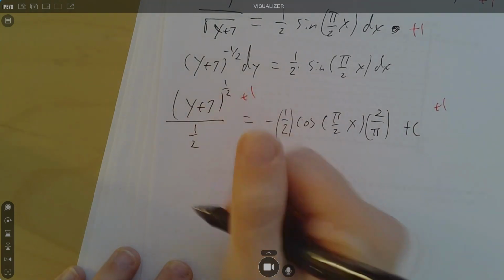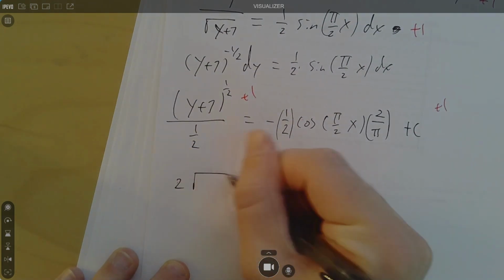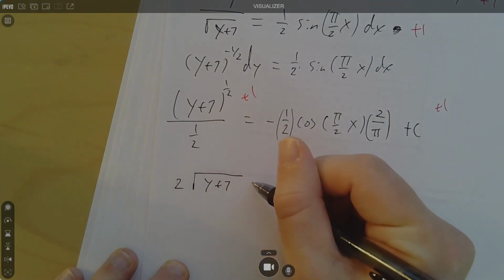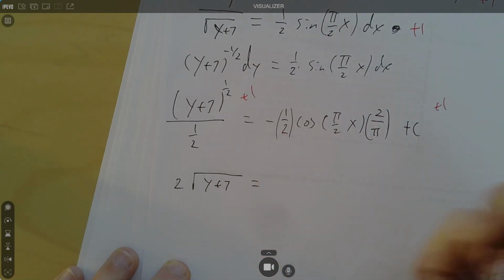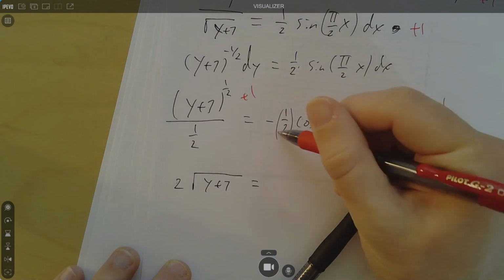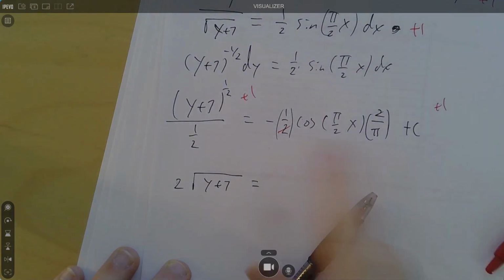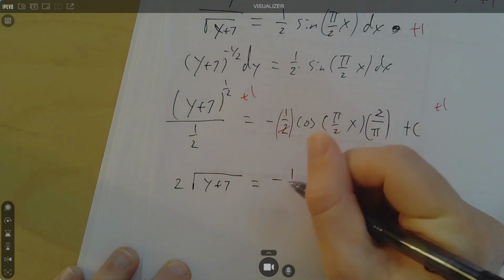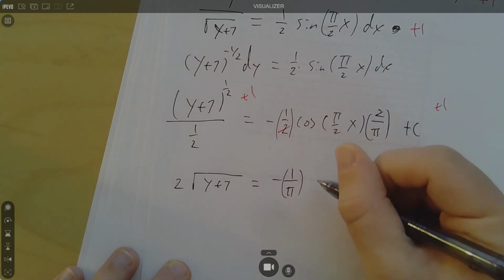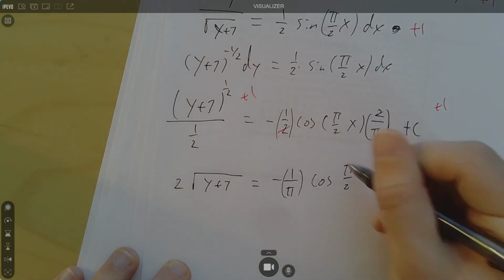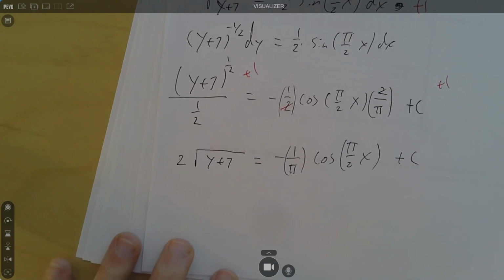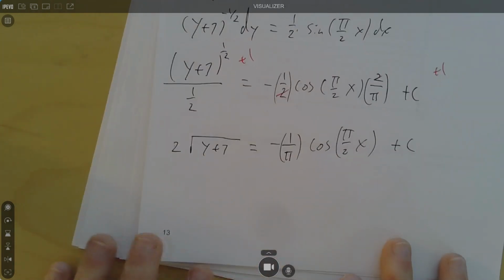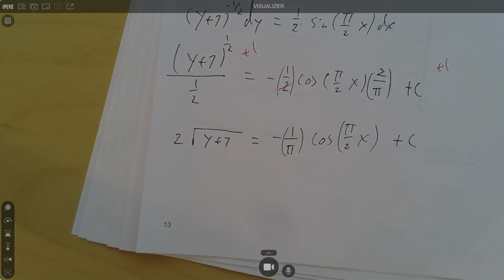Dividing by half is the same as multiplying by 2. So I have 2 root y plus 7 equals, and then these 2's are going to cancel right here. You see that? This 2 here is just going to cancel that 2 here. So I'm going to have negative 1 over pi cosine pi over 2x plus c. Okay. Still no new points here. I just reorganized things, simplified things, but that's no new points so far.